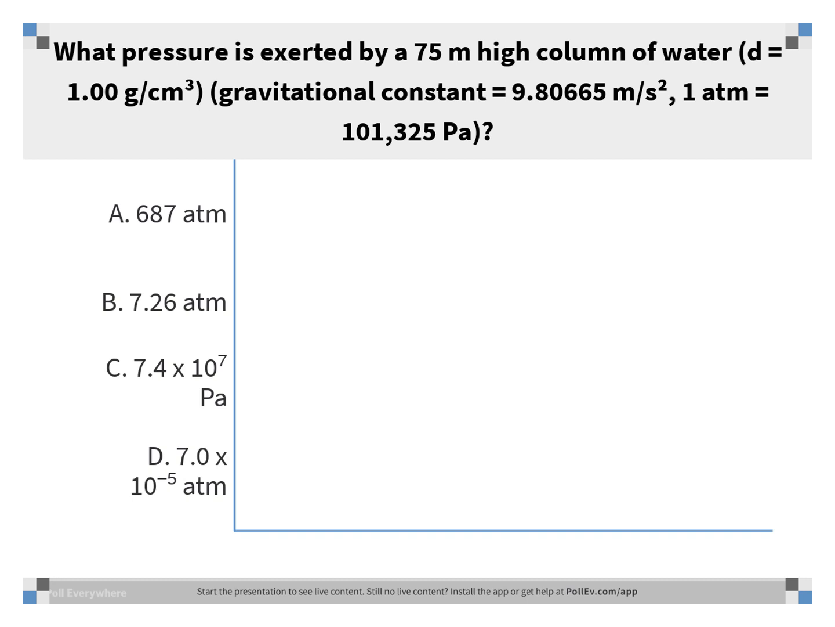The correct answer is B, 7.26 atmospheres. This problem is done basically the same way as the previous, but with a few differences. One is that we don't have to change the height to meters, because it's already given to us in meters. The other is that our column is filled with water instead of mercury, so the density is different. You're still going to have to cube the whole conversion factor so you can go from cubic centimeters to cubic meters. Again, the 10 to the minus 2 gets cubed.